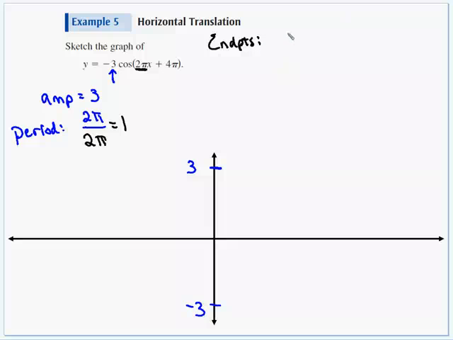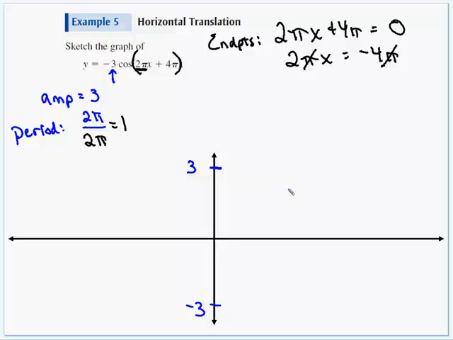Where our graph begins is what is within these parentheses, 2 pi x plus 4 pi. First we set that equal to the original starting point, 0. And we'll subtract 4 pi from each side. 2 pi x equals negative 4 pi. And we can divide by pi, which will cancel those out, and then divide by 2. X equals negative 4 divided by 2 is negative 2. So that's where our graph begins.